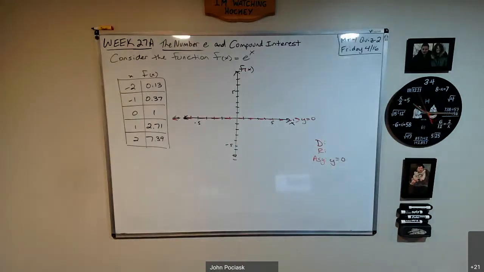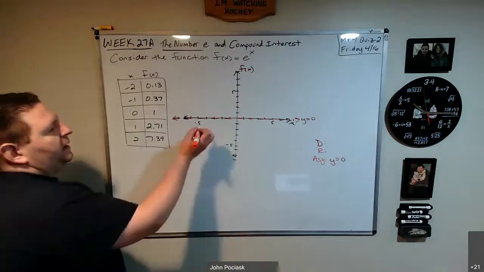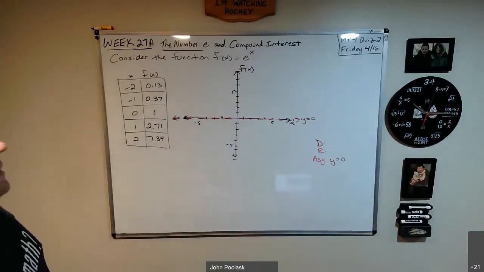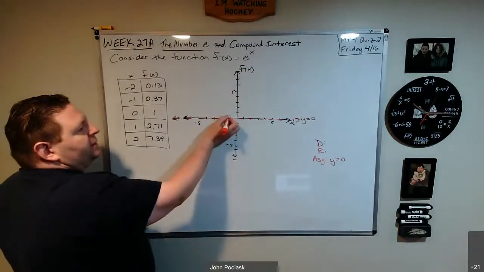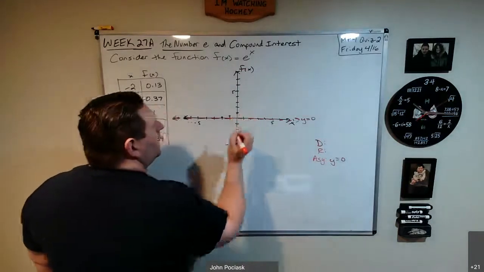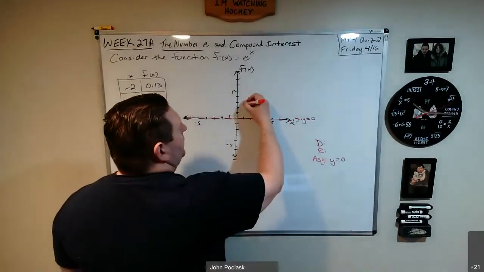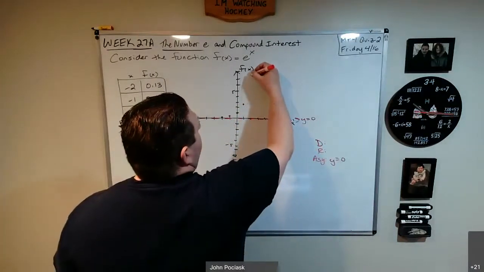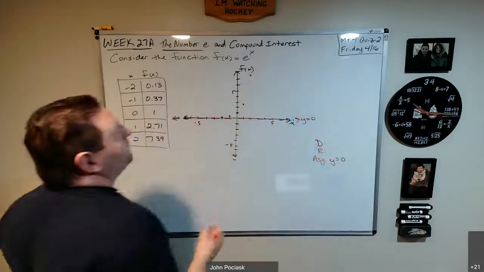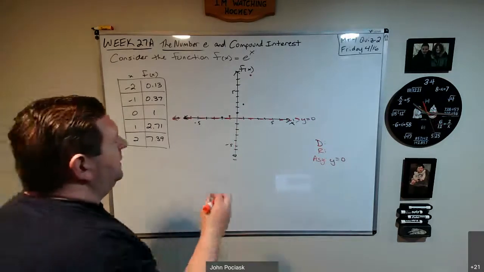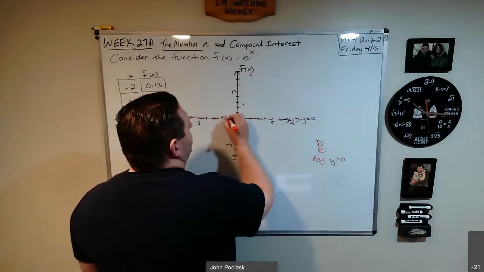And then I'll plot my points. -2, 0.13 is just a hair above the axis there. -1, 0.37, a little bit higher. 0, 1. 1, 2.71. And then 2, 7.39. See about there. That's our curve. Connect the dots.